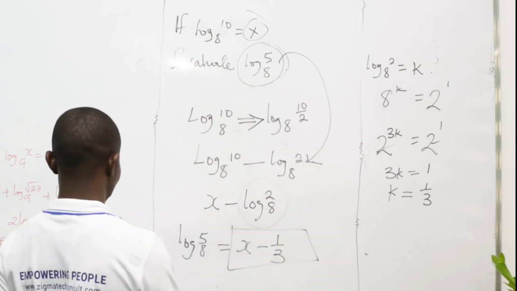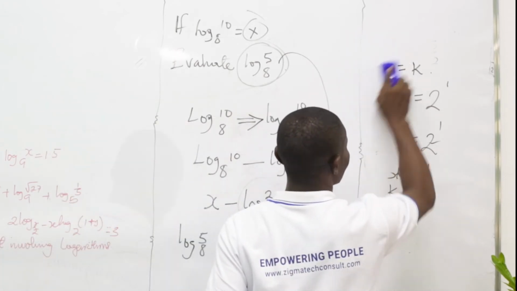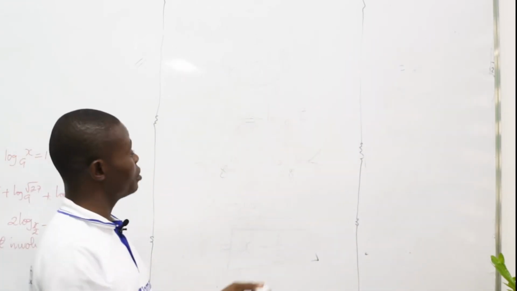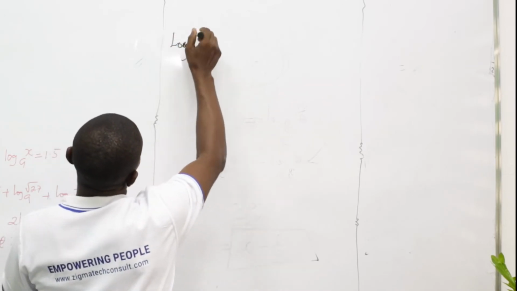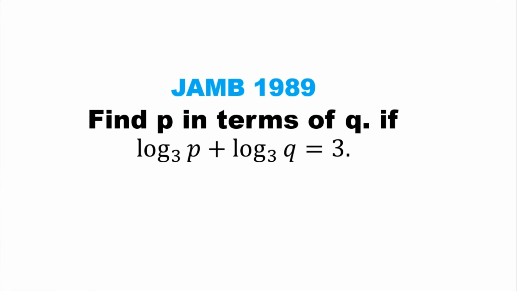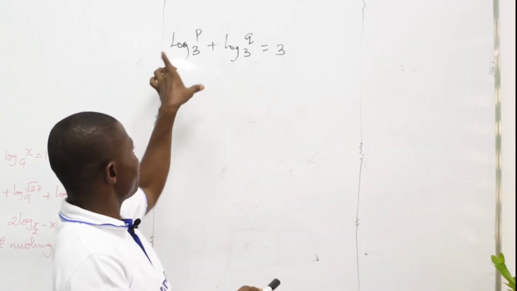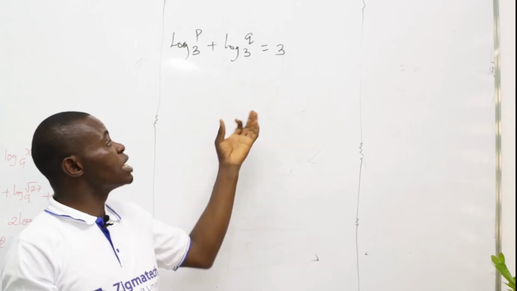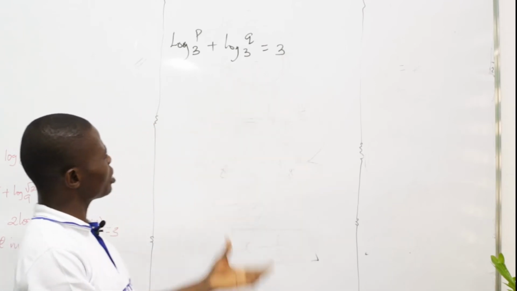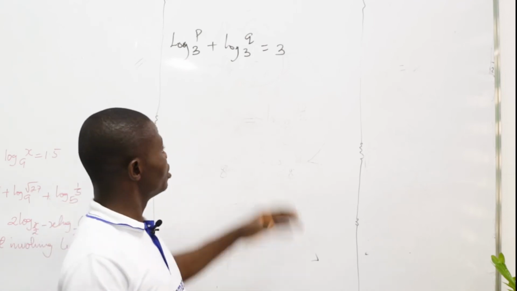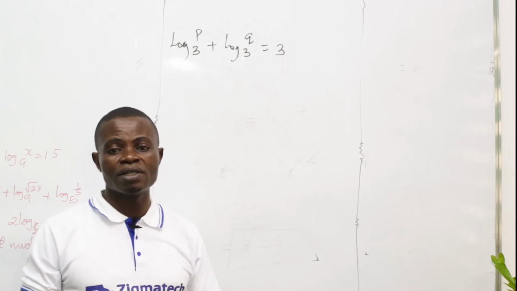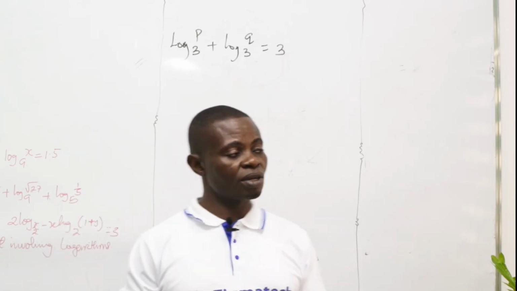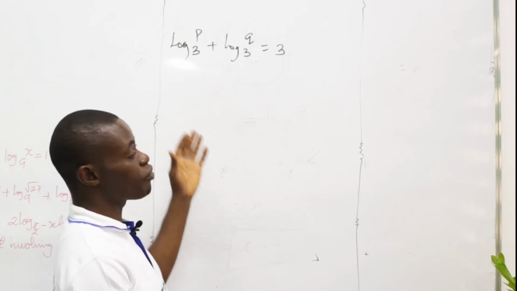Another form of logarithm, still in part one. If log p base 3 plus log q base 3 equals 3, the question says find p in terms of q. Now some of us, when you hear find this in terms of this, it simply means make that particular alphabet the subject of the formula. So don't allow their grammar to frighten you, please. Expressing it in terms of something is to make it the subject of the formula. So take your time to understand the nature of the question given to you.